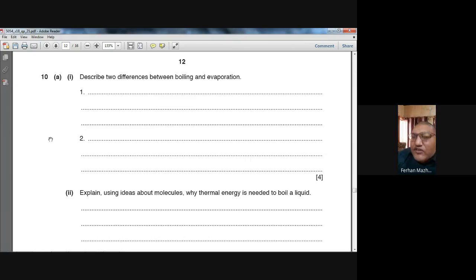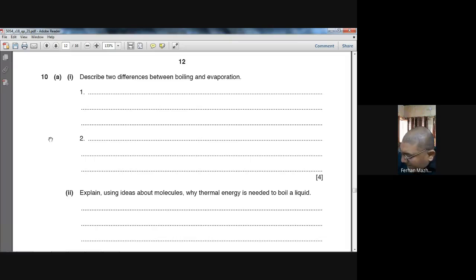So we have to describe two differences. Boiling happens at a specific temperature, which is called the boiling point. Whereas evaporation occurs at all kinds of temperatures. It does not happen at a specific temperature. That's one difference. Another difference is during boiling, the bubbles are formed in the liquid body. And during evaporation, no bubbles are formed. Another difference can be that evaporation happens only on the surface of the liquid, whereas boiling happens throughout the body of the liquid.